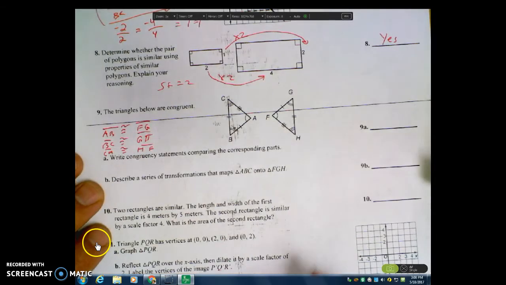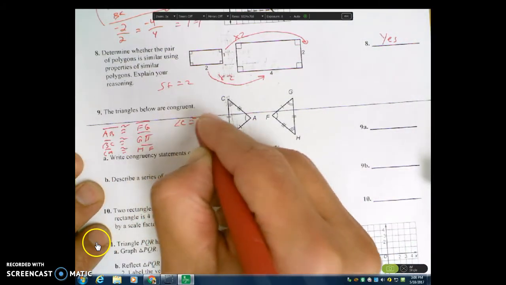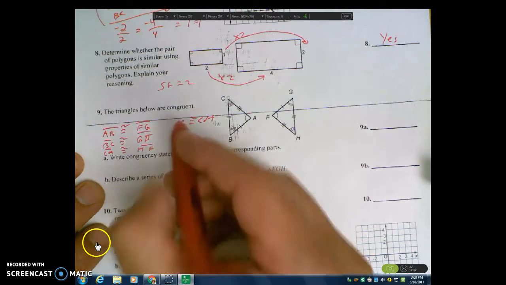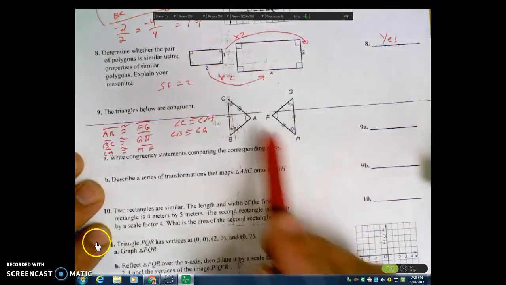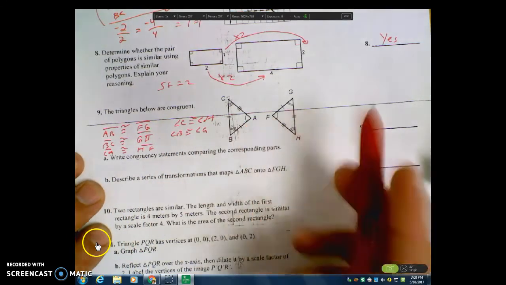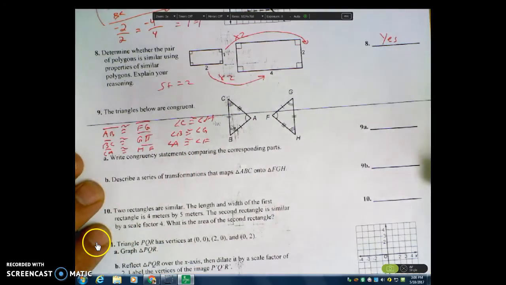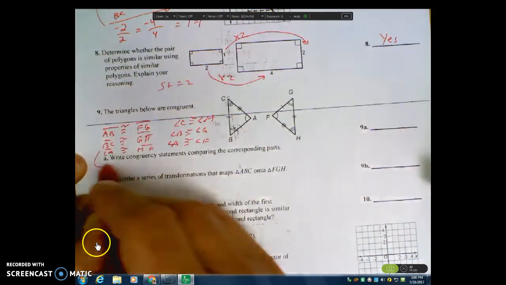Okay, and now the angles, because I can match these up with the arcs, I'm going to say angle C is congruent to angle H. I'm going to say that angle B is congruent to angle G. And the last one, I think I haven't done the 1 yet, A is to F. Angle A is congruent to angle F. All right. Write congruent statements comparing the corresponding parts. That was actually A, sorry.